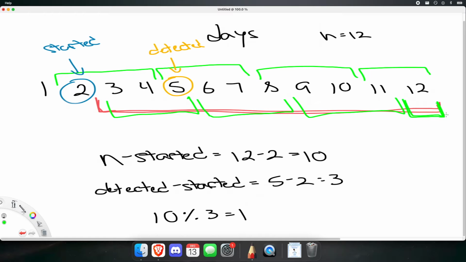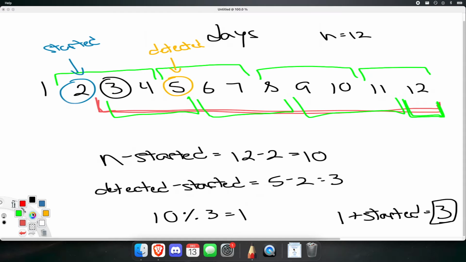Now, if this is the case, we also want to take into account the date that we actually saw it. So the answer is not just going to be 1, it's going to be 1 plus the date that it started, and that will give us 3. So this is saying that the answer is the pattern we saw on day 3.